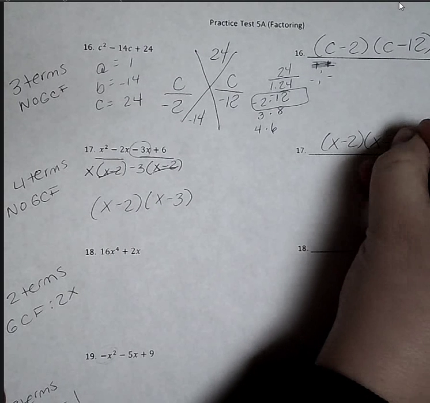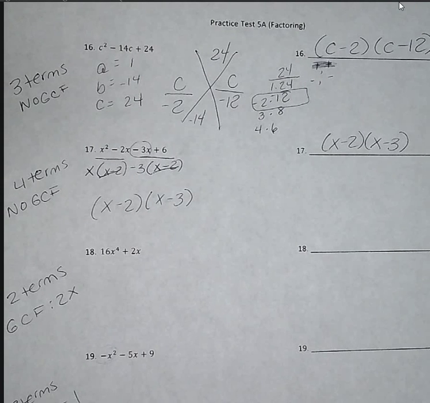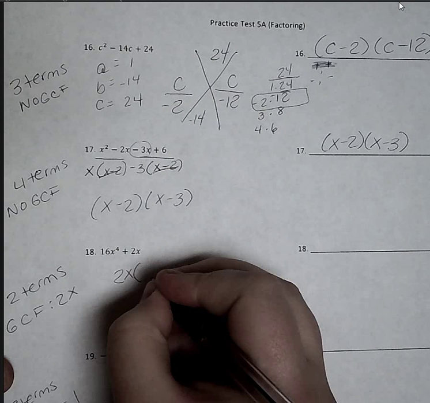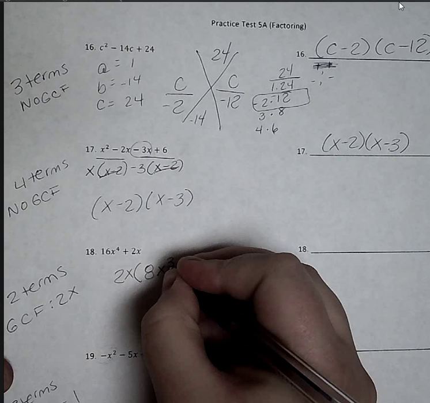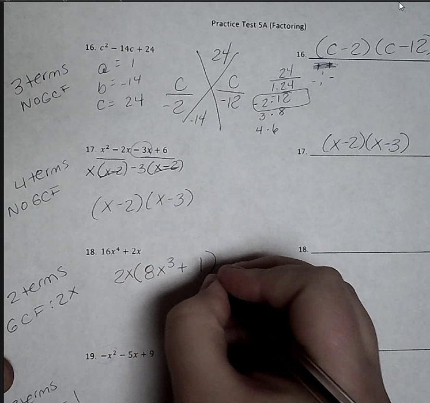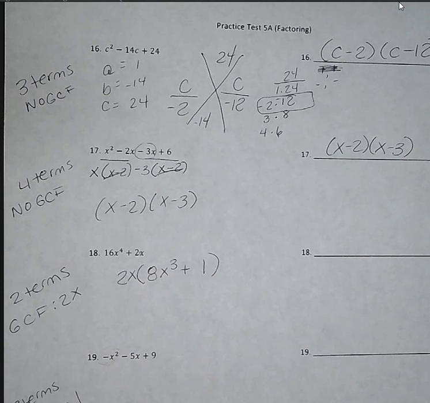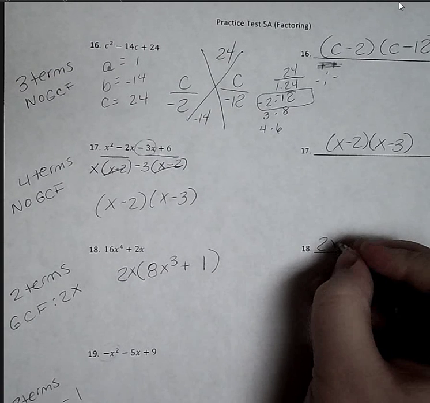Okay, and that's it for that one. On number 18, there's two terms, and we have a greatest common factor of 2x. So I have to pull out the 2x first. That leaves me with 8x to the third plus 1. Remember, when you divide something exactly by itself, it leaves you with a 1. I'm going to put my GCF over here on my answer space.